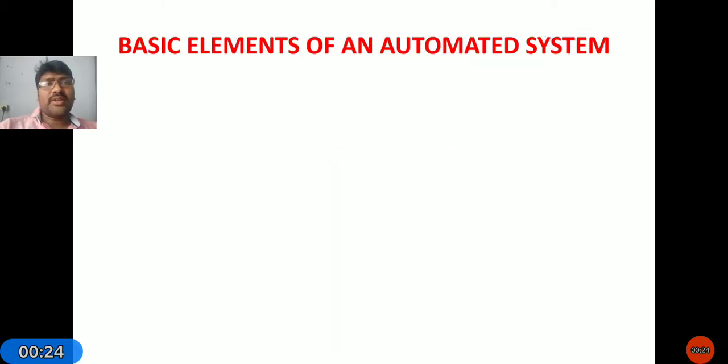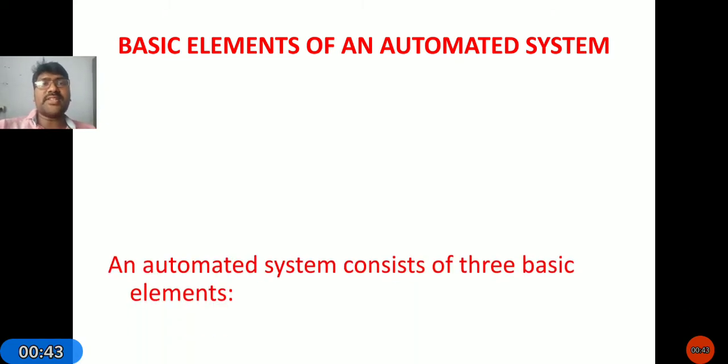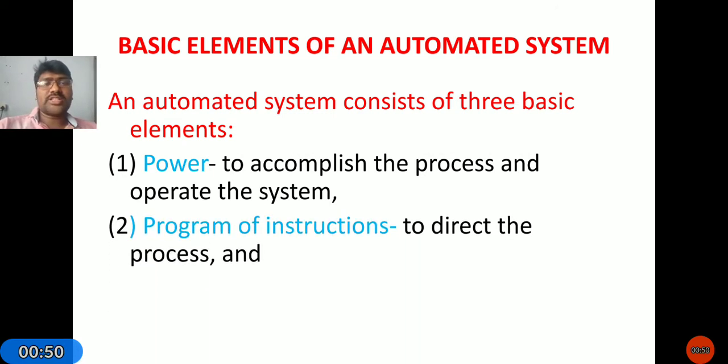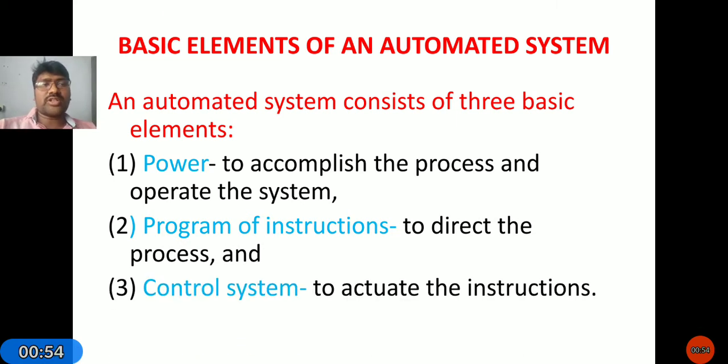What are the elements used in an automation system? There are a number of elements to accomplish the automation process that are termed as basic elements. There are many elements, but the main elements used to run the automation system are termed as basic elements. It consists of power to accomplish the process and operate the system. Next, a program of instructions to direct the process. Next, a control system to actuate the instructions from the program.